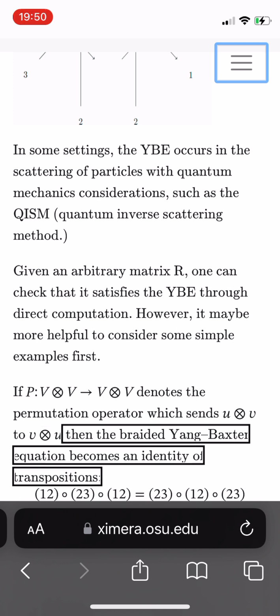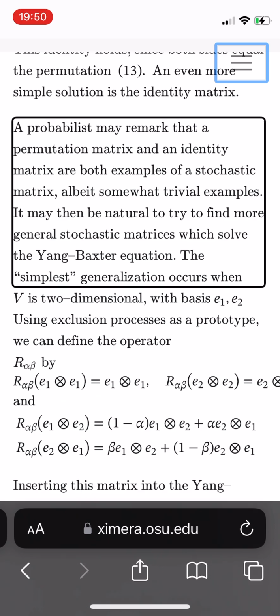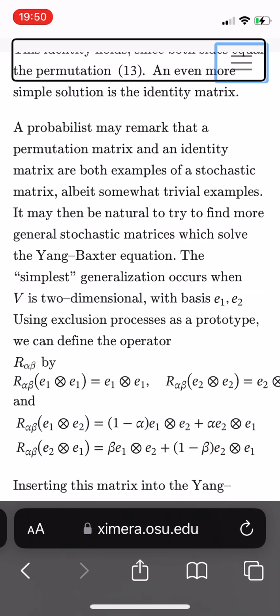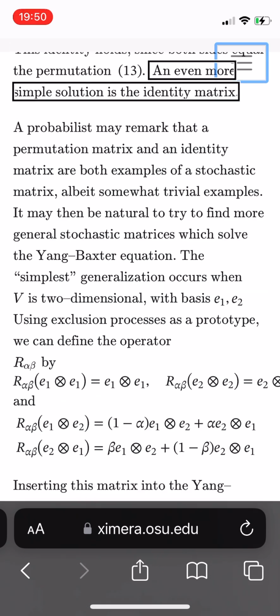then the braided Yang-Baxter equation becomes an identity of transpositions: P_12 composed with P_23 composed with P_12 equals P_23 composed with P_12 composed with P_23. This identity holds, since both sides equal the permutation P_13. An even simpler solution is the identity matrix.